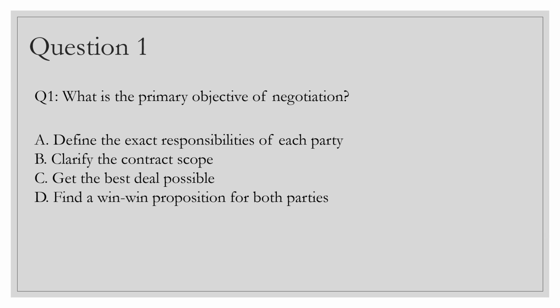Now, one thing I want to call out here is that in the real PMP exam, out of the four multiple choice options, two can just be struck off. You know that these cannot be the one, and two will be pretty close to each other, and that's where the trick happens, how much you know the subject. So here, defining the exact responsibility of each party or clarifying the contract scope is definitely not the objective of negotiation. So A and B can be struck off, but C and D are pretty close, right?